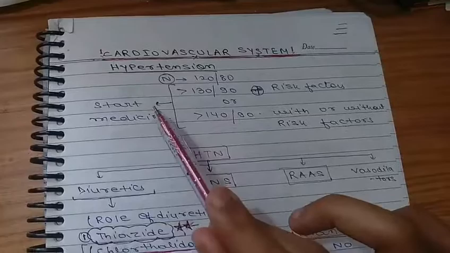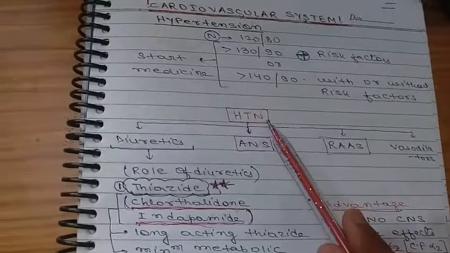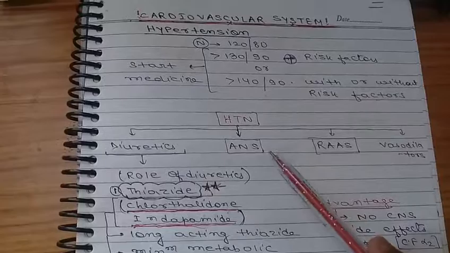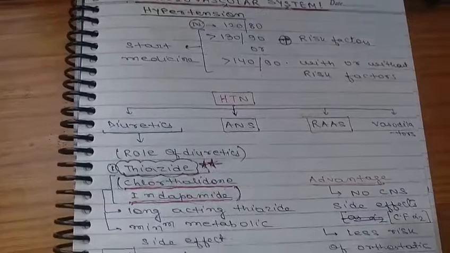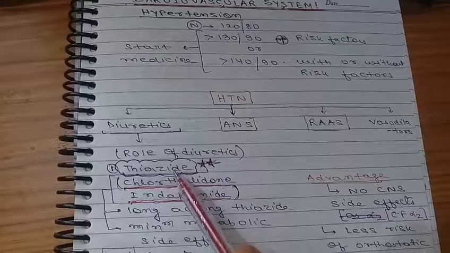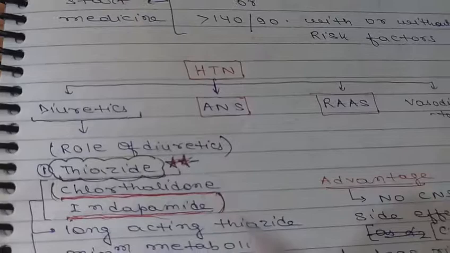Clear? Now coming to antihypertensive drugs. These are categorized into four categories. The first one is diuretics, the second is drugs acting on the autonomic nervous system, then RAS, then vasodilators. First we will start with diuretics. In diuretics, the first is thiazide, and two drugs belonging to this category are chlorthalidone and indapamide.